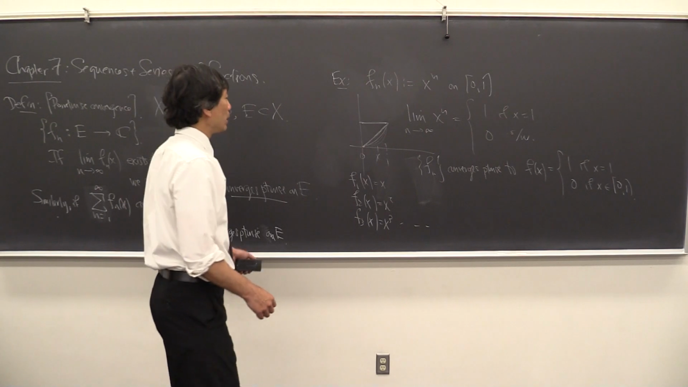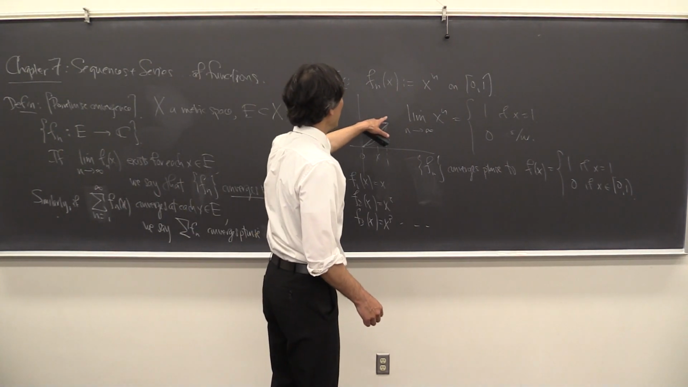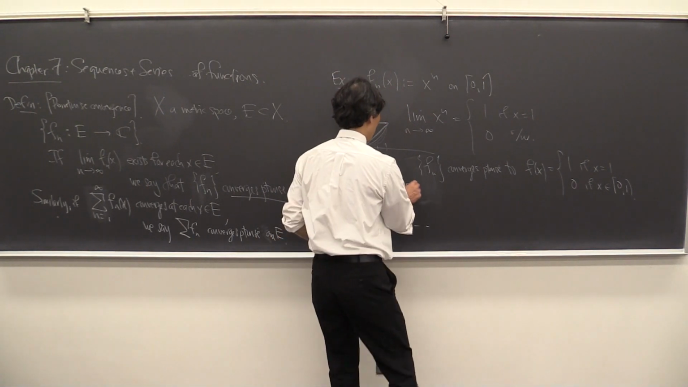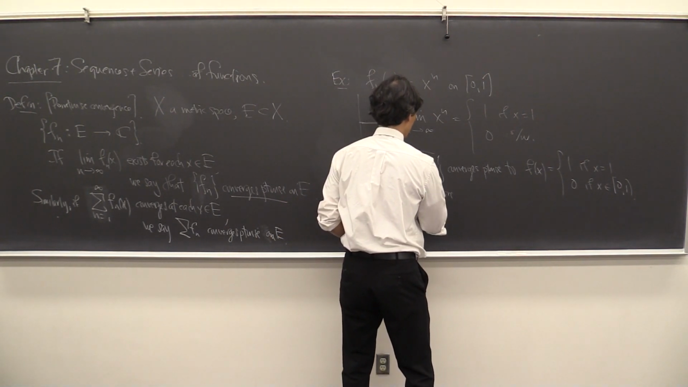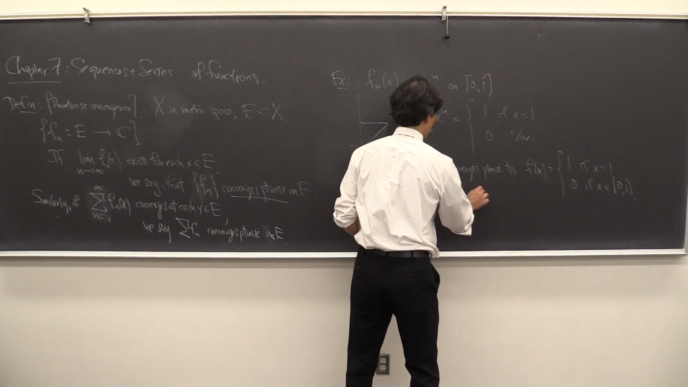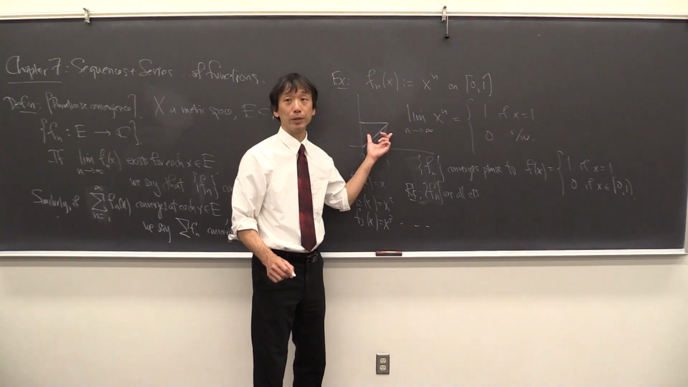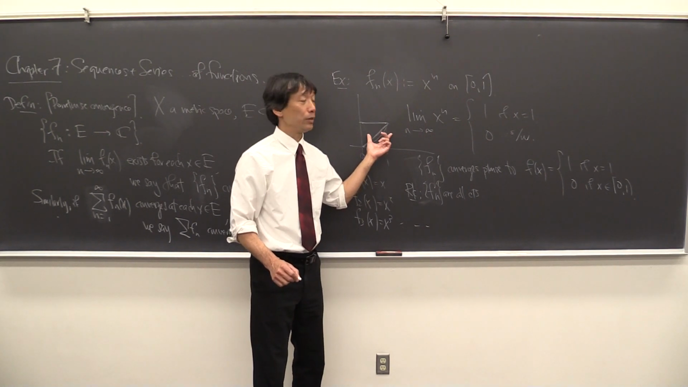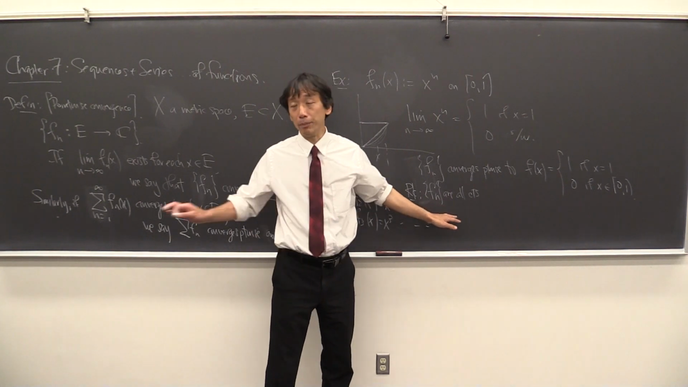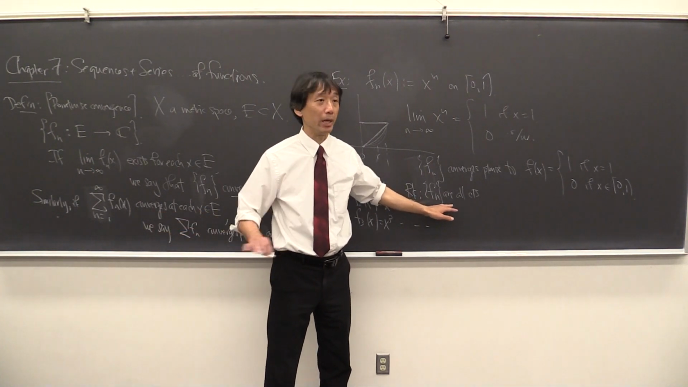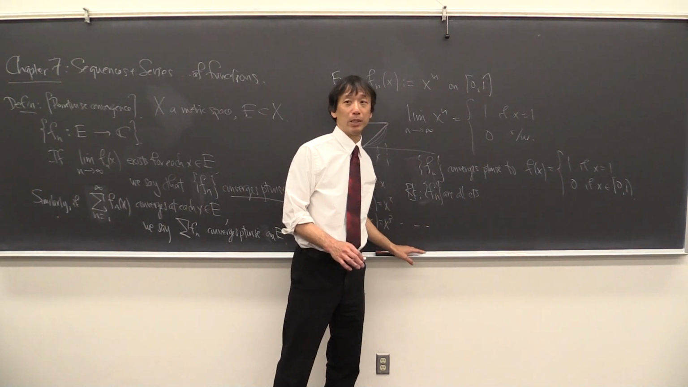Okay, let me make a remark here. You notice that the f_n are all continuous, but the limit is not continuous. So even though all these functions are continuous, their pointwise limit need not be continuous. So continuity isn't preserved when you take the pointwise limit.